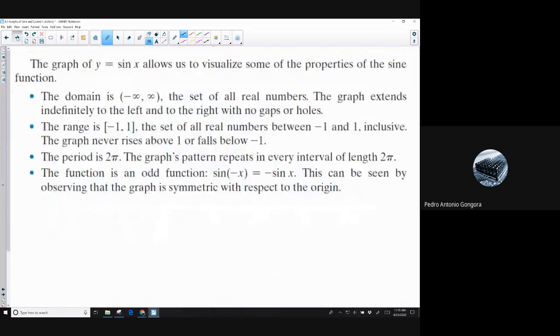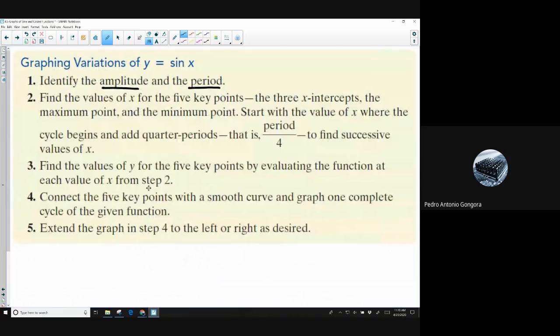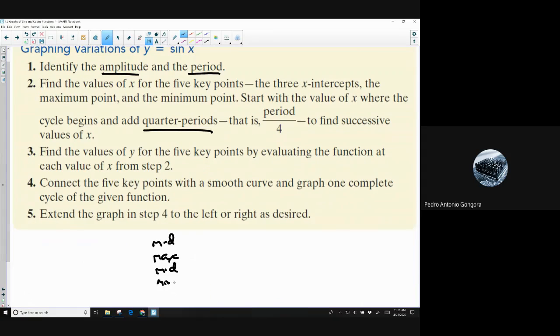And back to this. Sorry if I'm jumping around a lot, but I'm trying to put all this together without going piece by piece like I did in the video. If you know where the function starts, add quarter periods to find the next values of x, and then use that pattern for sine: the midpoint, the max, then back to the middle, then to the minimum, and then back to the midpoint to get my y values.